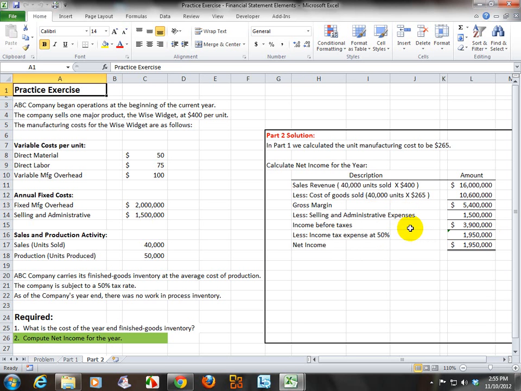Now, income before taxes is the number that is used to calculate what our taxes will be. And in the problem, they told us that the company is at a 50% tax rate. So we take 50% of the $3.9 million, and that comes out to be $1,950,000. And then we have left the net income of $1,950,000. This is how you would summarize an income statement.